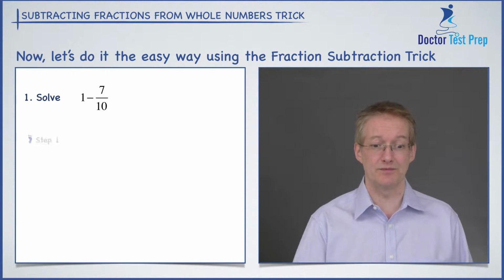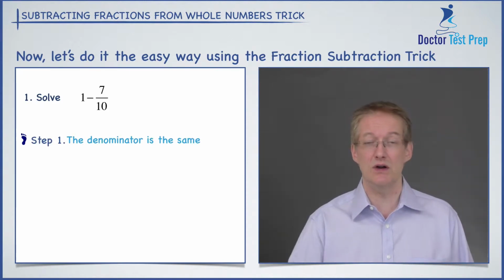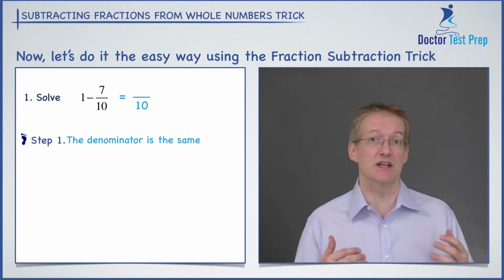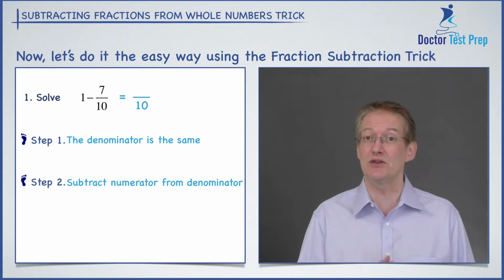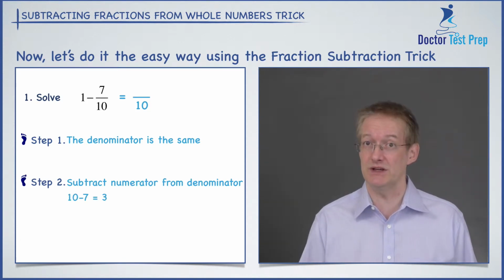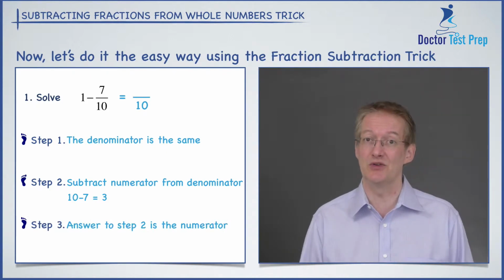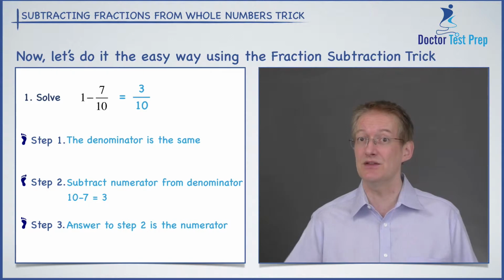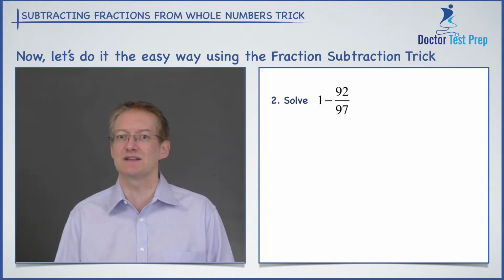So step number 1 is we keep the same denominator. So we know that we're dealing with tenths here, so I'm going to keep 10 as my denominator. Step number 2 is we simply subtract the numerator from the denominator. So 10 take away 7 gives me 3, and that answer to step 2 becomes our numerator. So our answer is simply 3 over 10. Pretty straightforward, huh? Let's go through them again with another example.